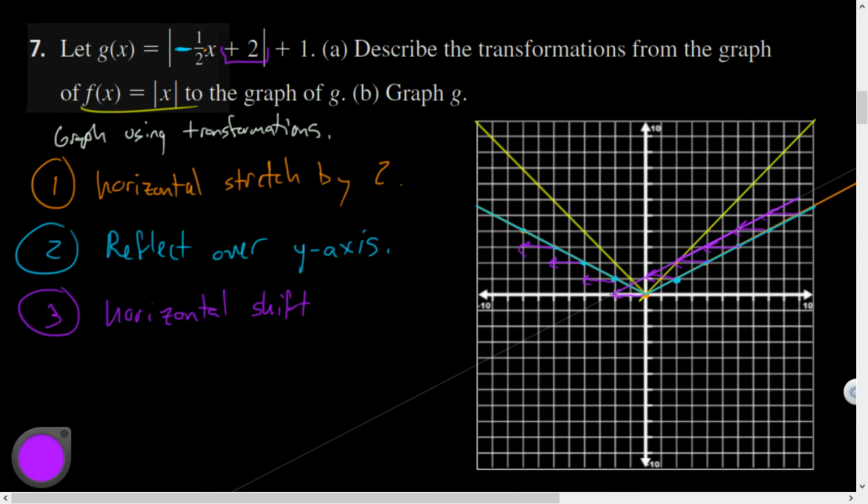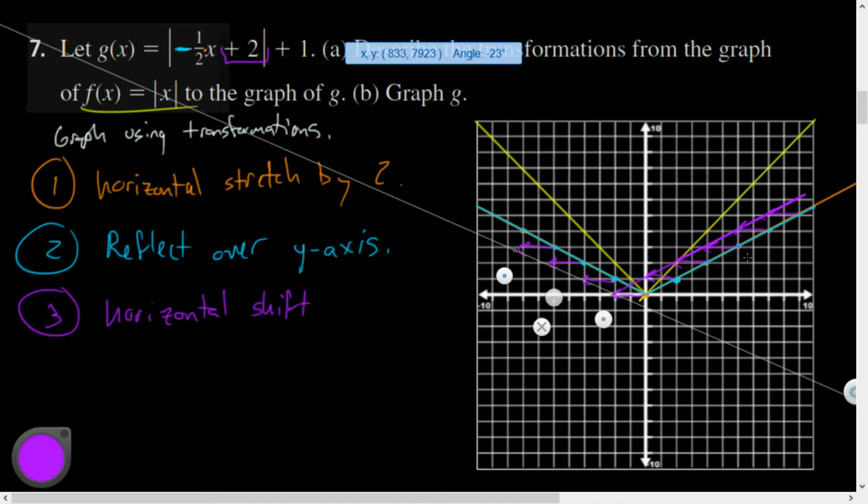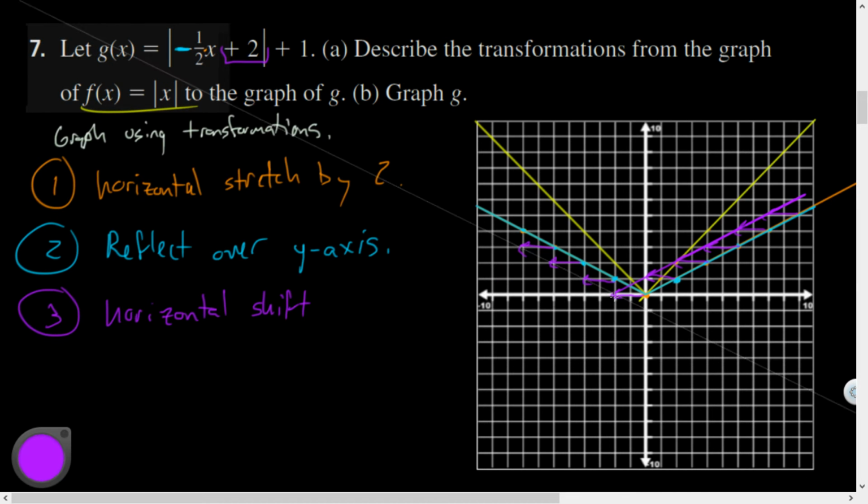All right, so there we go. That's a horizontal shift to the left. It's in the opposite direction that I would have expected, but that's fine. We're fine with that. And one more transformation, friends. I'm running out of colors here. Green is good. What does the +1 on the outside do?